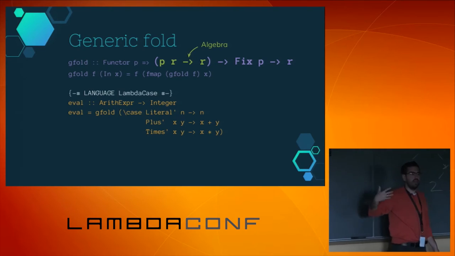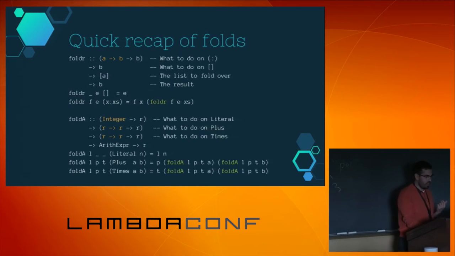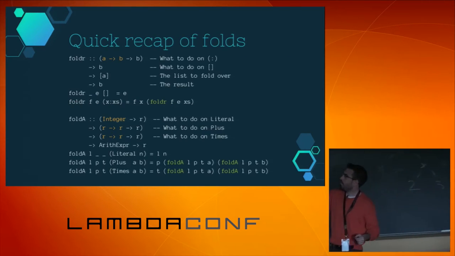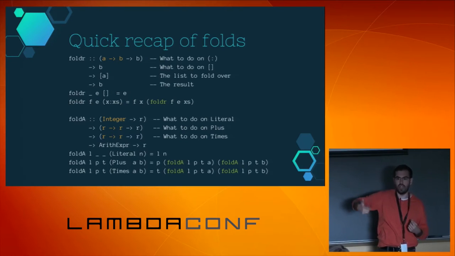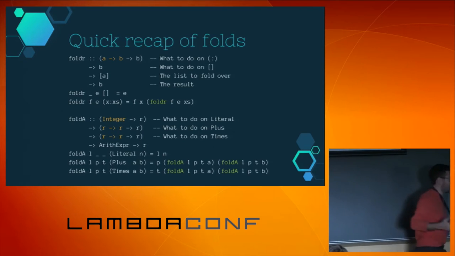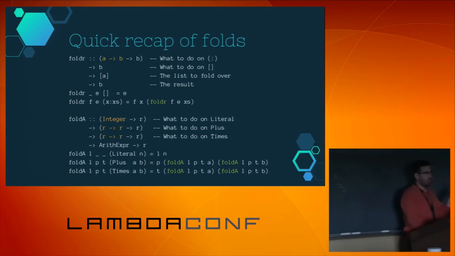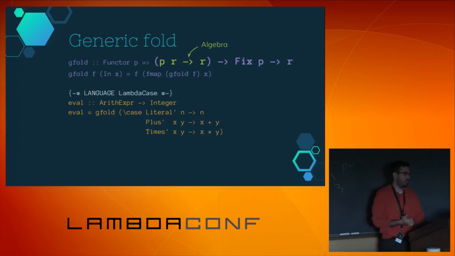And why we need things to be functors is because when we are doing this, we are applying things in these two positions, which are the positions in which we are functors over. And in the other place, we do the same thing. So we need some way to do this mapping. And we do this with fmap. So this is why we need things to be pattern functors.